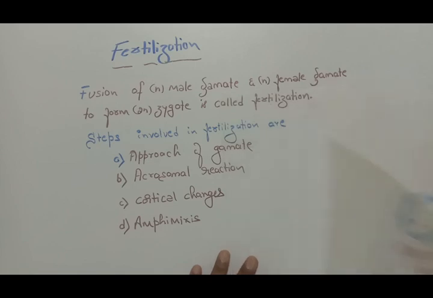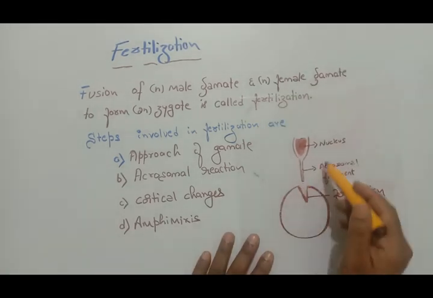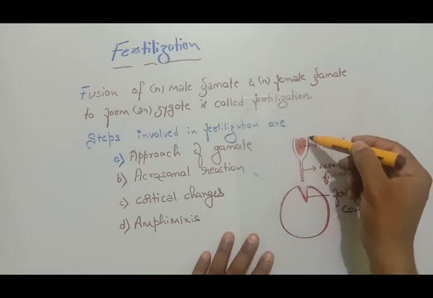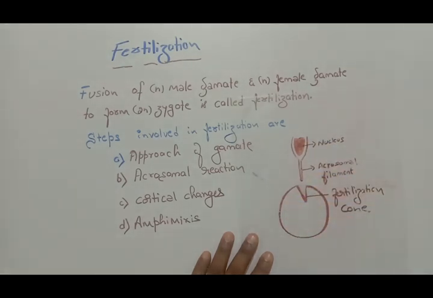The second step is acrosomal reaction. Once the sperm touches the egg, this is the diagram which shows the egg as well as the sperm. Once the sperm head touches the egg, the sperm head releases hydrolytic enzymes. The hydrolytic enzymes are hyaluronidase, acrosin, and neuraminidase, which are involved in dissolving the egg membrane.